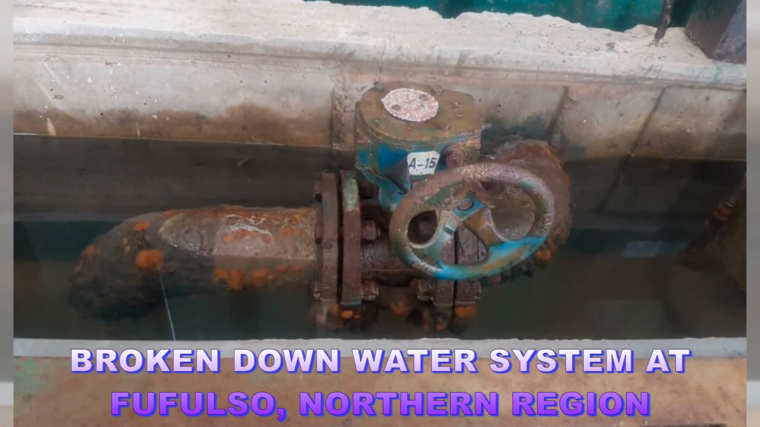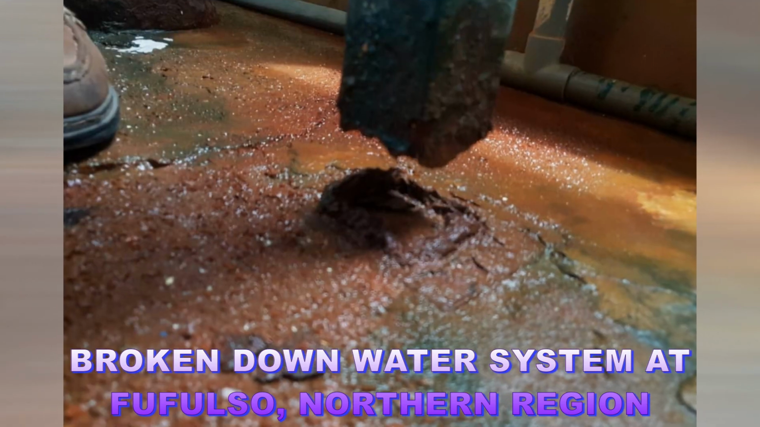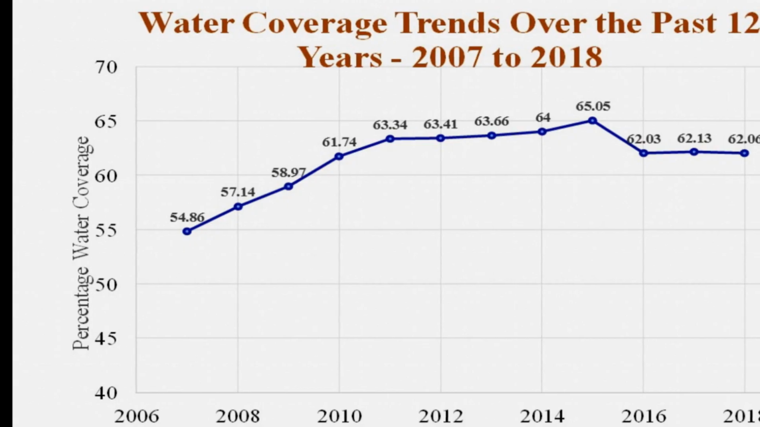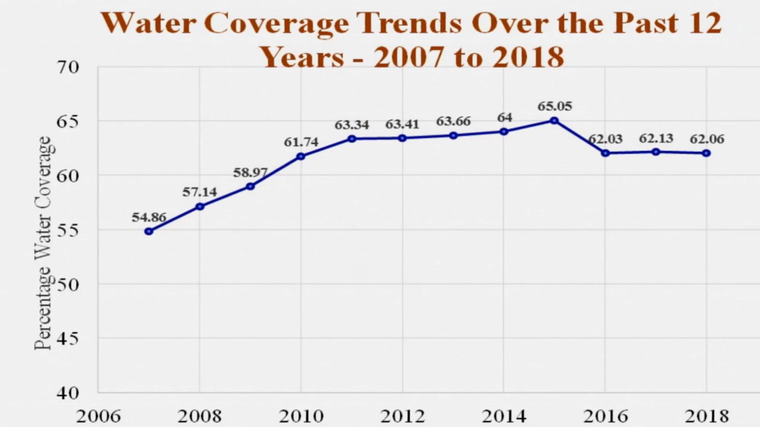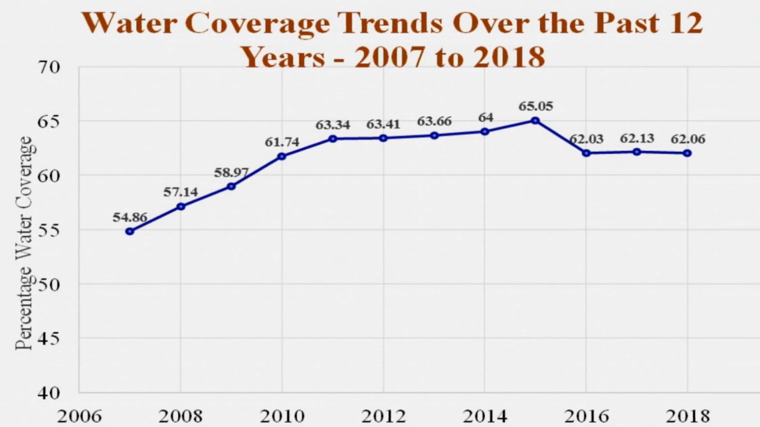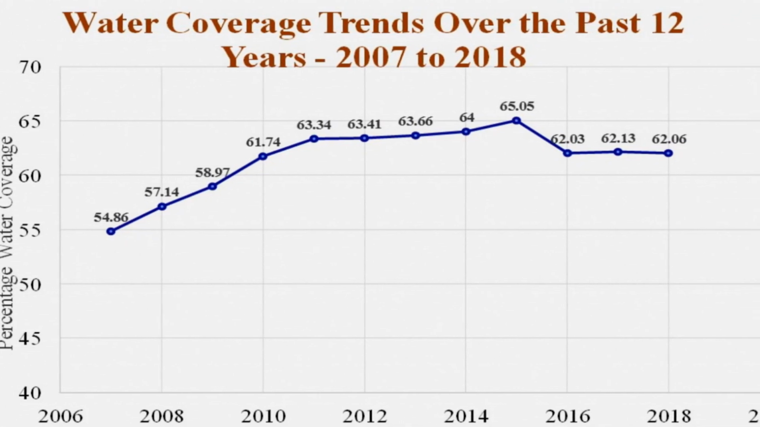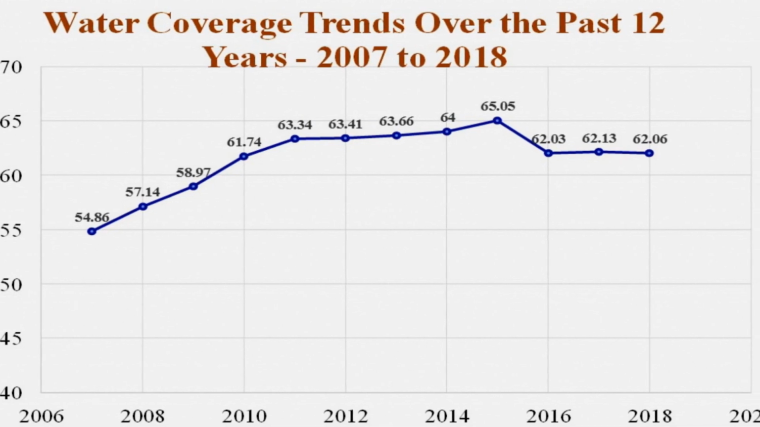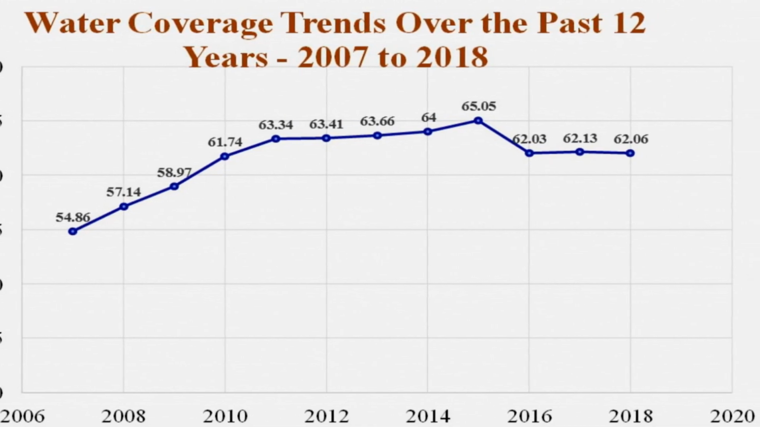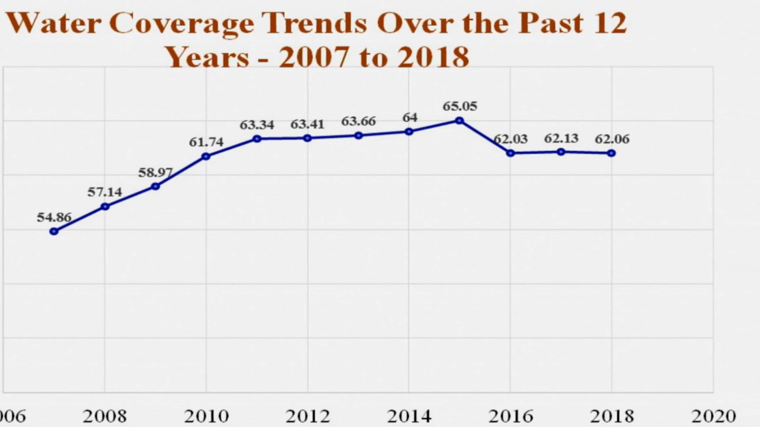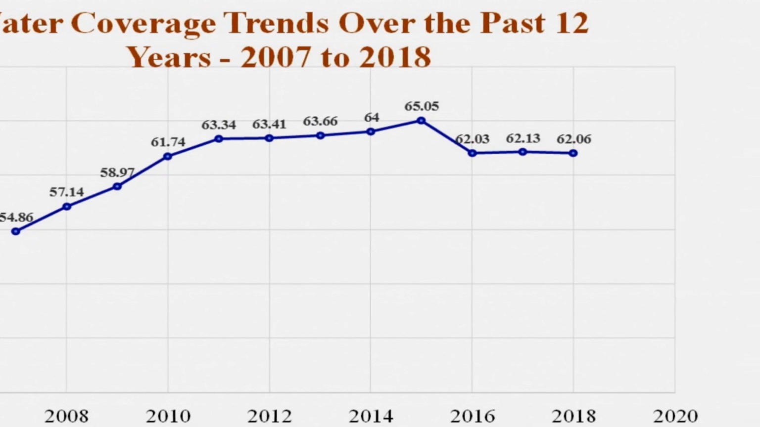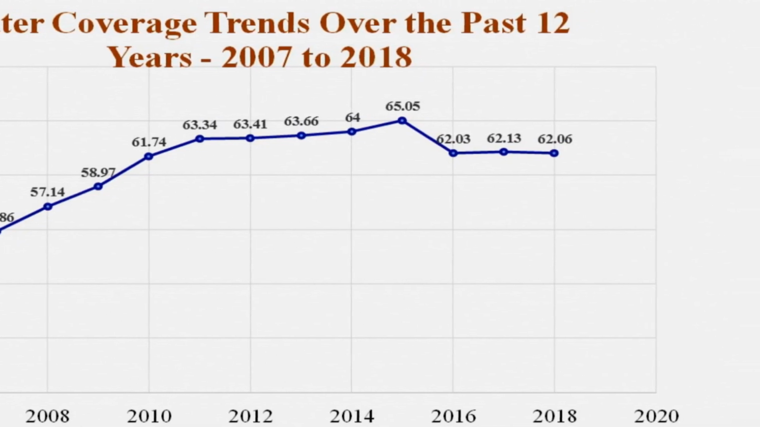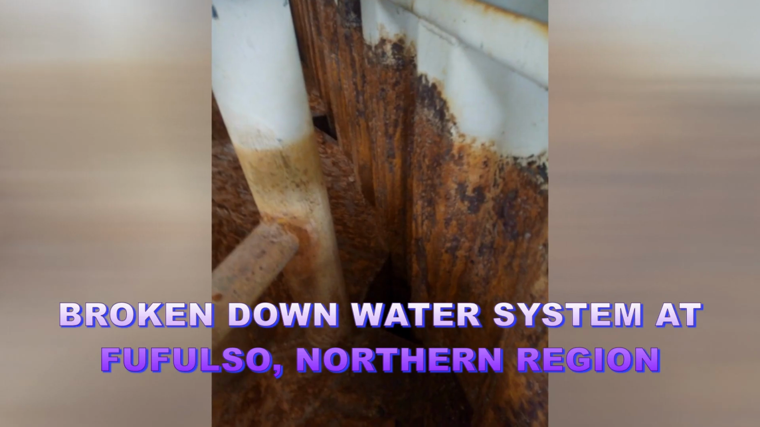We look at the trends of water coverage over the past 12 years. We've realized that we were able to peak in 2015 at 65.05% coverage. This coverage has started dipping, and in 2016 it dipped to 62.03%. In 2017 it went to 62.13%, and then in 2018 it dipped further to 62.06%. And this phenomenon is as a result of three major factors.